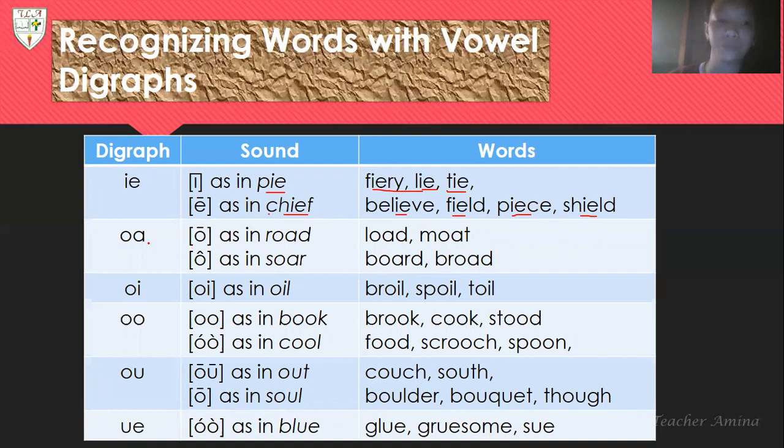We have another digraph, which is the digraph OA. It has two sounds: the long O and the aw sound. Long O as in road. Here are some examples: load and moat. We have the O sound as in soar. Soar. So we have board and broad.